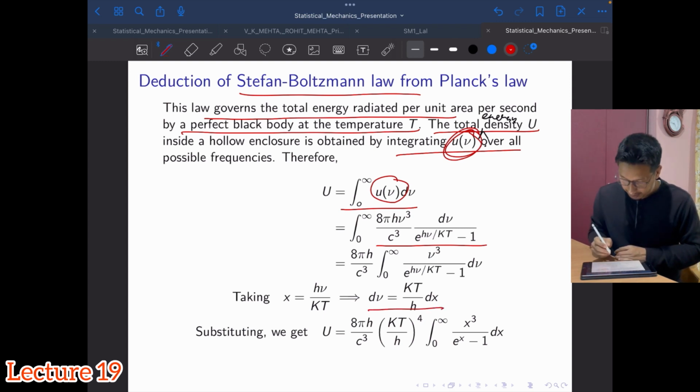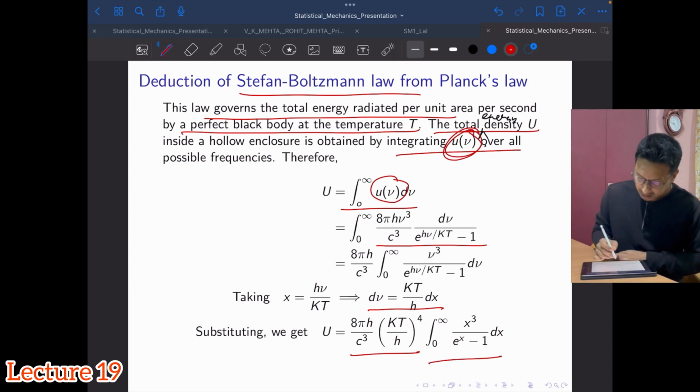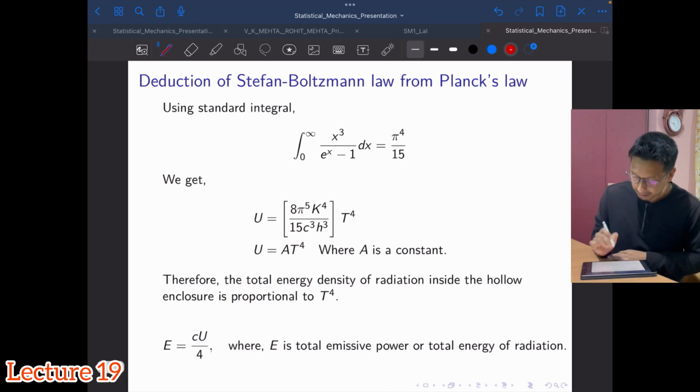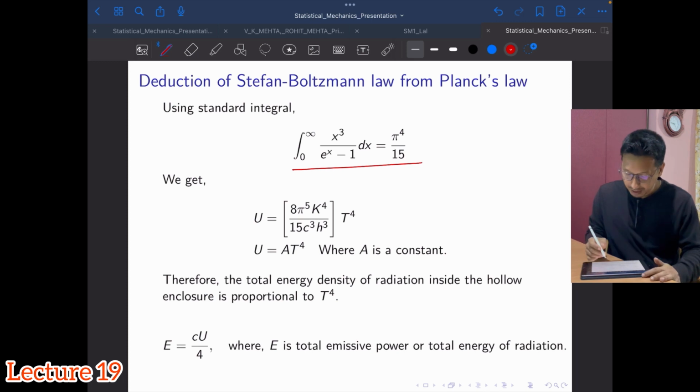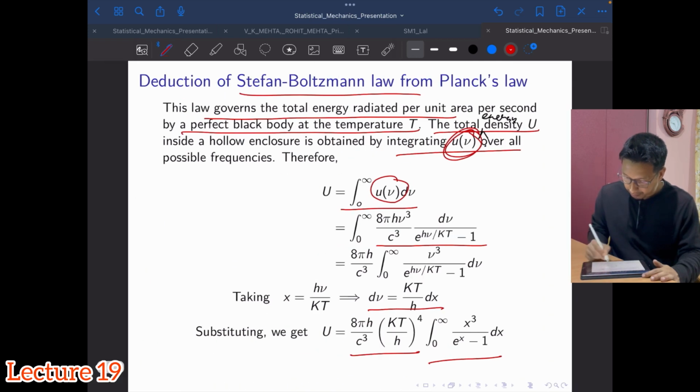Then substitute back in the integration, right? So U equals the constant term, which will come out, and then the integration of x cubed by e to the power x minus 1, dx. Now I will use a standard integral. The value of this integration is pi to the power 4 by 15. What do you have to do? Simply substitute the value of this integration, that is pi to the power 4 by 15.